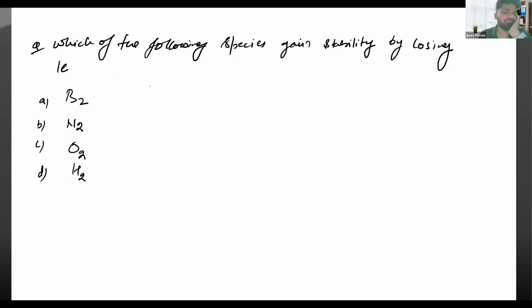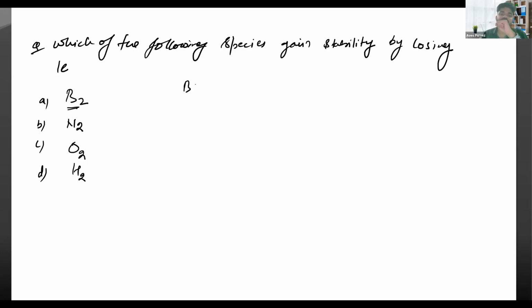So you know that if we have this B2, what is the bond order of this one? Tell me. What is the bond order of B2? 1. Yes, its bond order is 1. The bond order of B2 is 1.